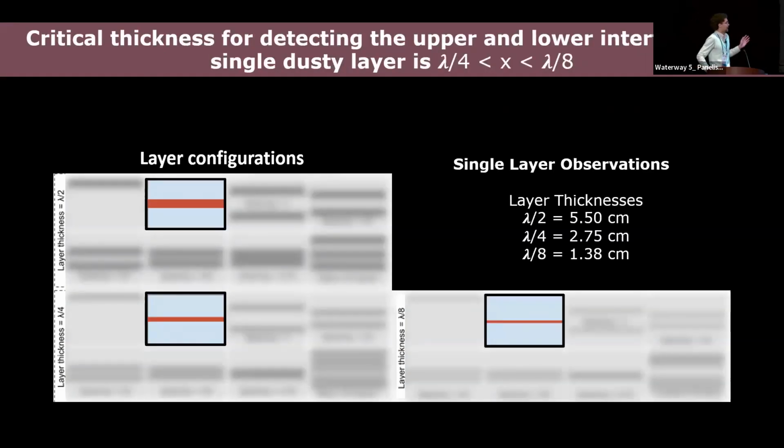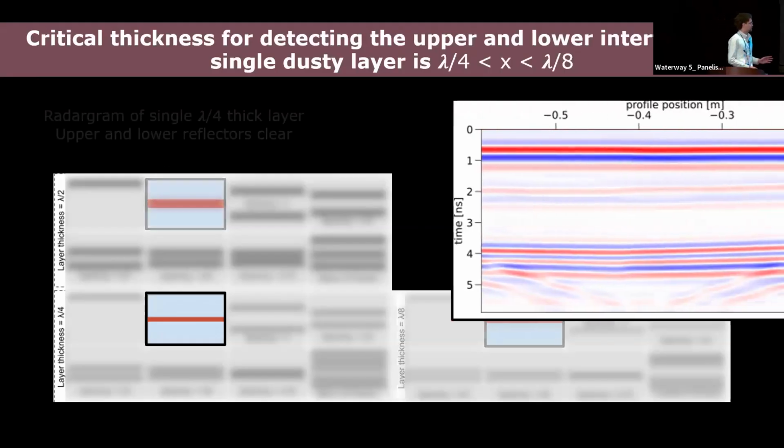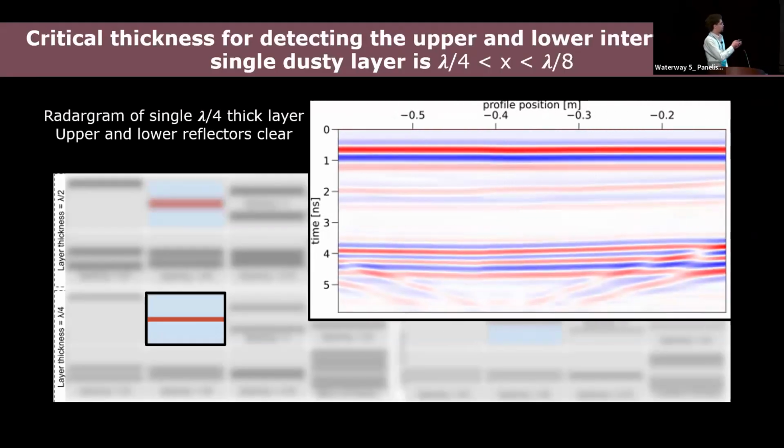We have a 1/2 wavelength thick dust layer, which is around 5.5 centimeters, a 1/4 thick dust layer, and a single 1/8 thick dust layer. If we pull up a radargram of the 1/4 thick dust layer, or 2.75 centimeters, we're going to get this top reflector here, which is the bright red-blue pair. This is the top of our experiment.